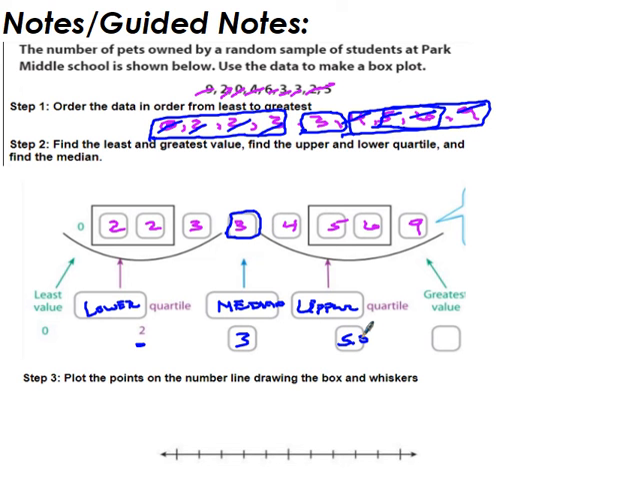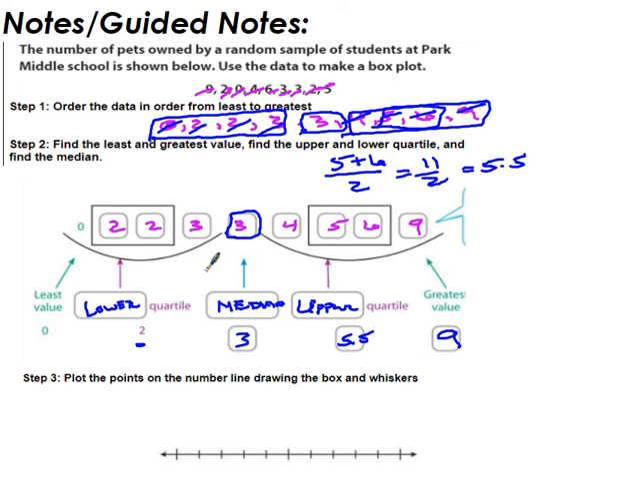The way we find the average of anything is you just add them up and divide by however many you added up. So 5 plus 6, I added 2 numbers, so I divide by 2. That's 11 divided by 2, which is 5.5. And I should also know that 5.5 is halfway between 5 and 6. And then my greatest value is 9.